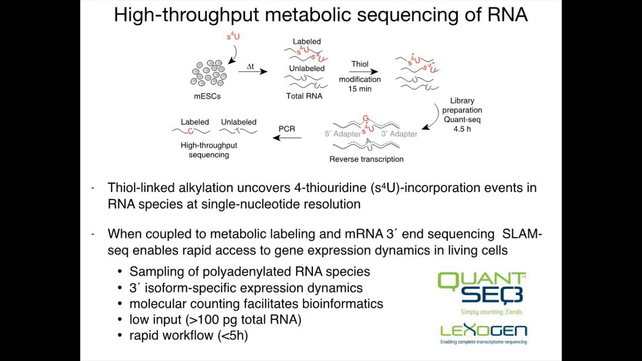In principle, this approach can also be applied with very low input material, down to 100 picogram, although we have as standard used 500 nanogram as input material. I think it's worth mentioning because in many experimental setups, the input material is actually limiting. So we think that this approach is covering this aspect.